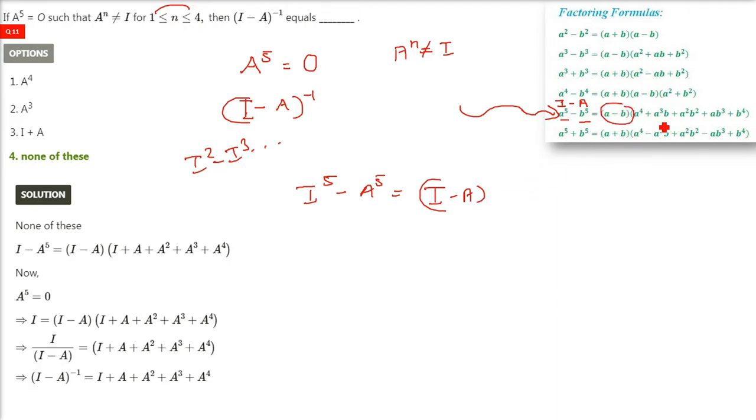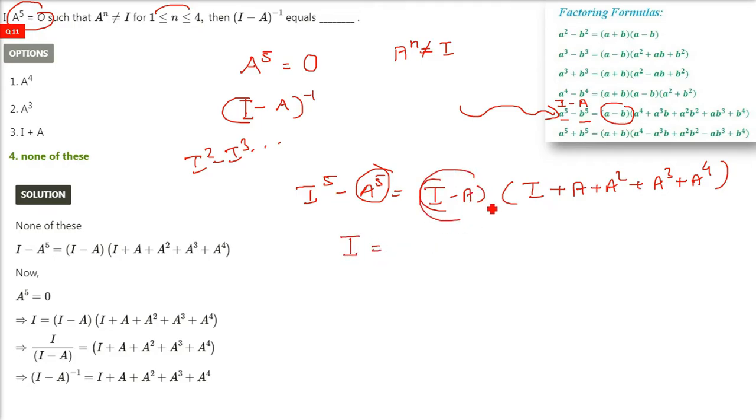So I minus A, wherever you have b, just put A, and wherever you see a, just put I. But wherever their combination is there, just put A. So I plus A square plus A cube plus A raised 4. Right? Now, A raised 5 is equal to null, it is given in the question. So we can just write I raised 5, and I to the power n will always be I.